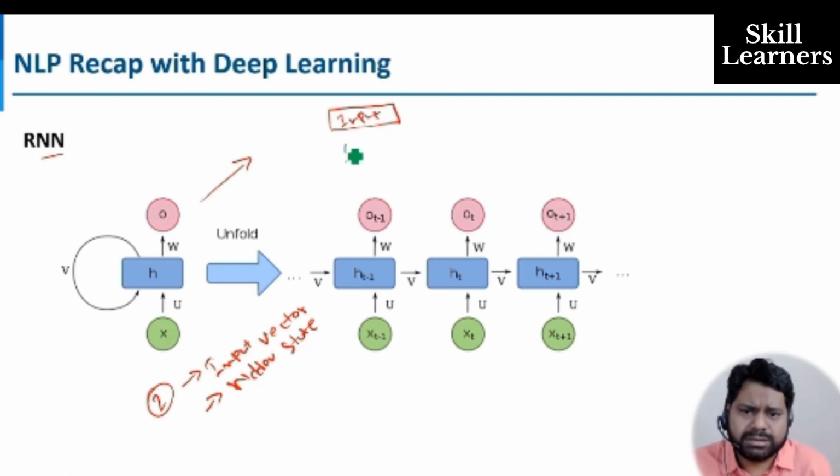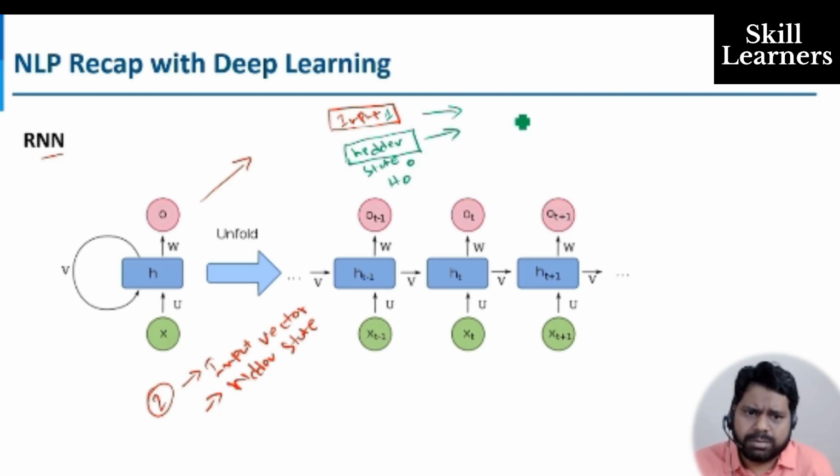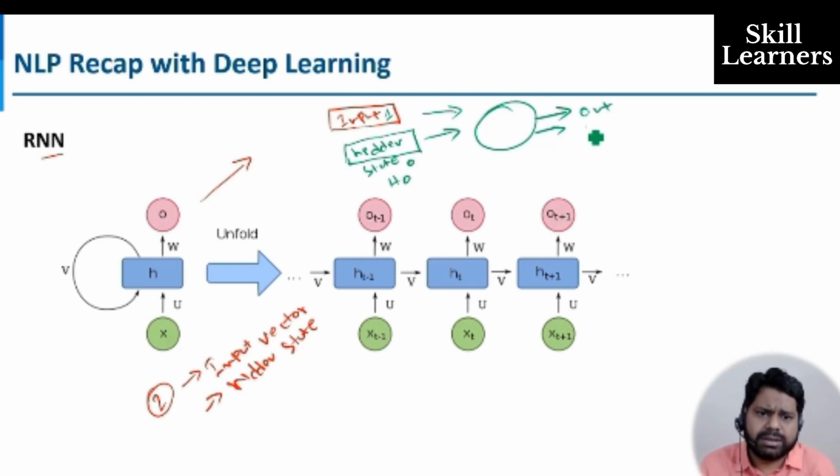So there is an input, and once a model starts, it starts with hidden state 0, or we can say H0. This input vector 1 goes there, so these go to the model, and then correspondingly your output will be generated, and your hidden state 1 will be generated.